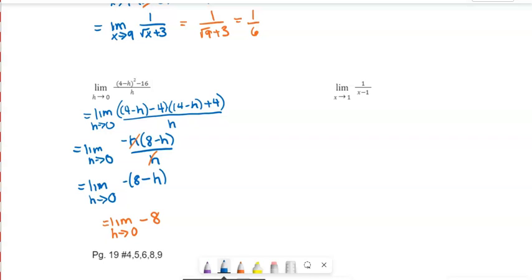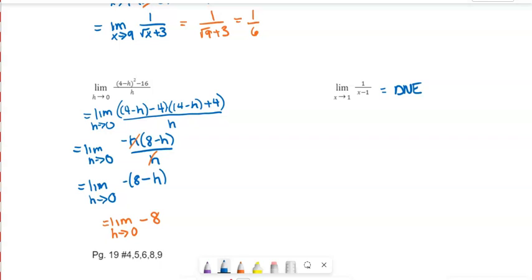Okay, last one. I'm going to look at the limit as x approaches 1 of 1 over x minus 1. And in this one, I can't actually do anything to make this not a 0. Like I can't simplify this any further. So in this case, this limit just does not exist.